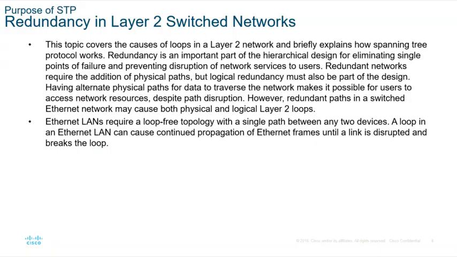So a loop in an Ethernet LAN can cause continued propagation of Ethernet frames until a link is disabled and breaks the loop. Once there is a redundant link which is open and active, then automatically it's going to cause what we call a continuous loop, sending endless frames on the network.